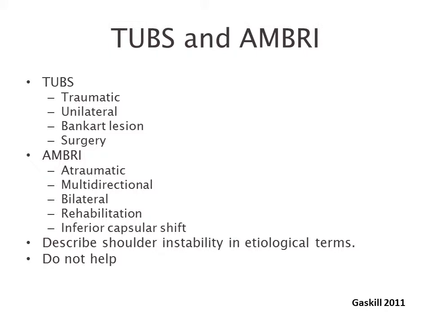Traditionally, we used to speak of shoulder instability divided into two categories, the TUBS and the AMBRI, with the TUBS being a traumatic unilateral instability often associated with a Bankart or cartilage lesion on the front of the shoulder joint and requiring surgery, and the other one was AMBRI, which was atraumatic, multidirectional, often bilateral, and treated with rehabilitation, and if it comes to surgery, the inferior capsular shift. But these classifications on etiological terms often do not help.